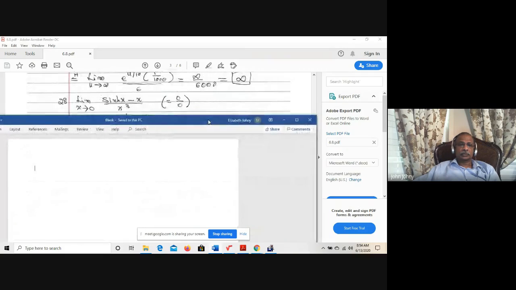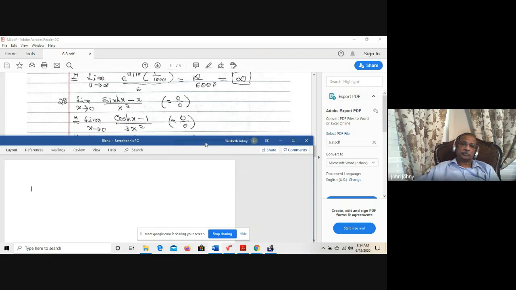Number 28. Limit x approaches 0, sinh x minus x divided by x cubed. Numerator: sinh 0 is 0, so 0 minus 0, numerator is 0. Denominator: x cubed, 0 cubed is 0. So it is 0 over 0. You may use L'Hopital's rule.